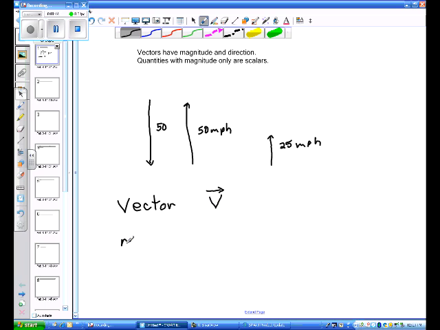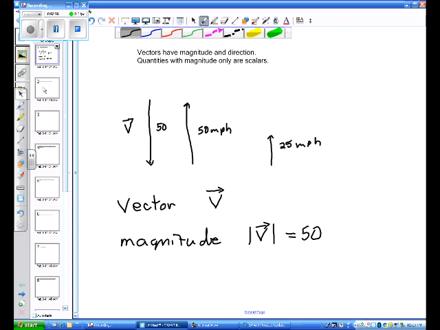To show the magnitude of a vector, we put it inside absolute value bars. And so we would talk about the magnitude of vector v. So up here, if we were going to call this vector v, then its magnitude would be 50. And we would have that represented. So we're going to be looking at our vectors.